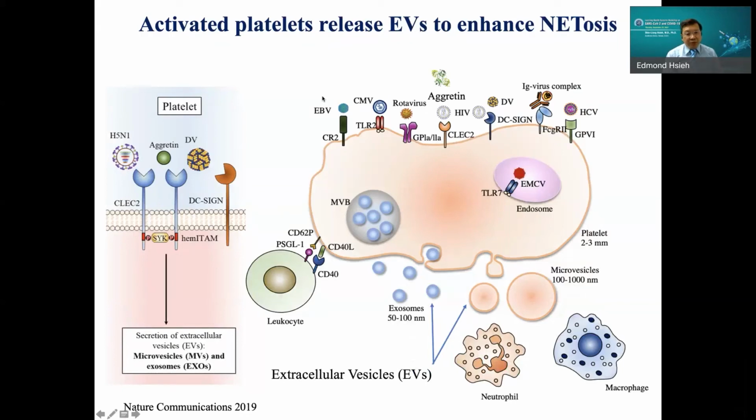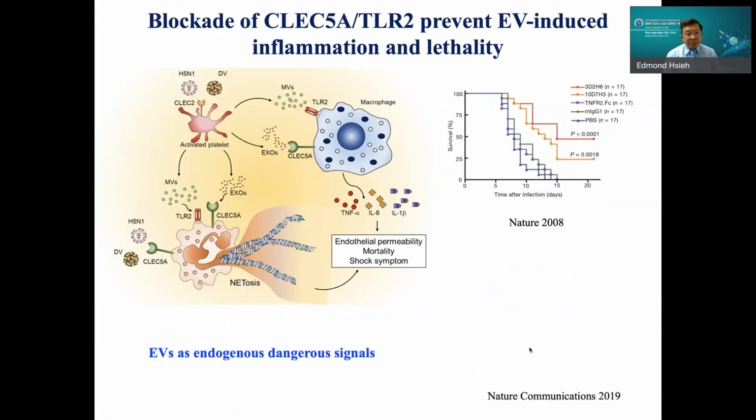Previously, we found that when platelets are incubated with viruses, they release extracellular vesicles, including microvesicles and exosomes. And these two types of vesicles interact with receptors on neutrophils and macrophages for activation and induce NET formation. So based on this finding, we came to the conclusion that extracellular vesicles are danger signals. They can activate neutrophils through Toll-like receptor and CLEC5A to cause cytokine storm, but they also cause NET formation.